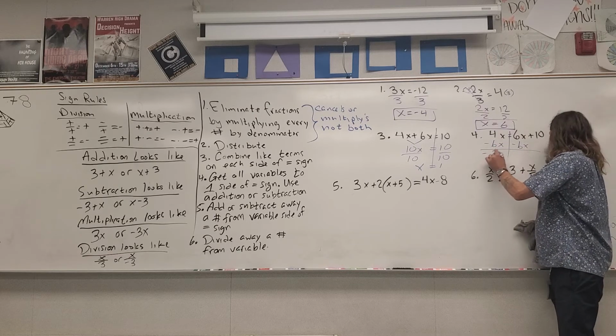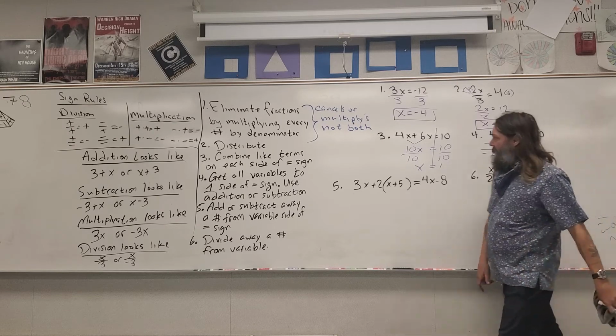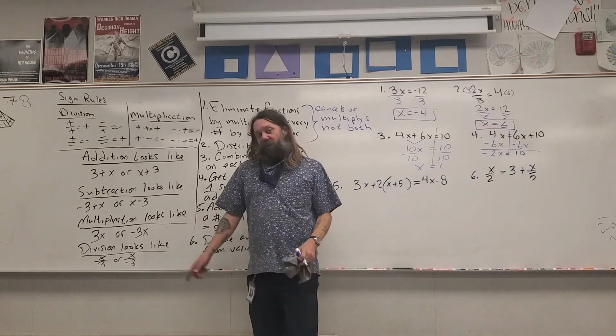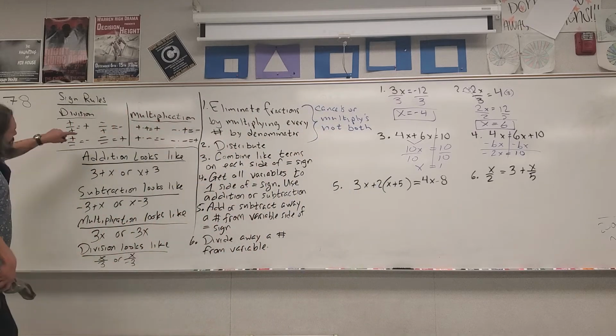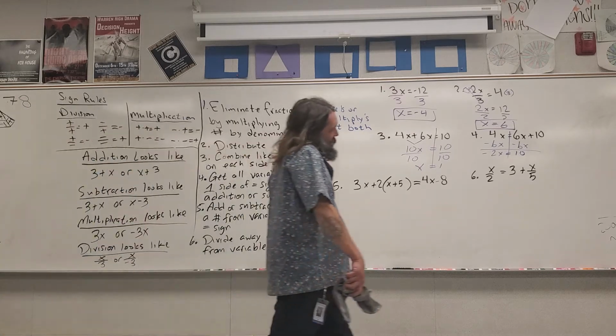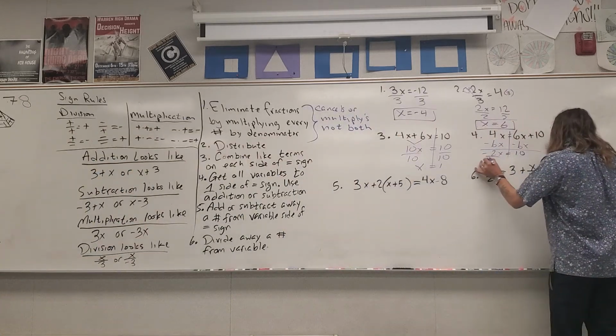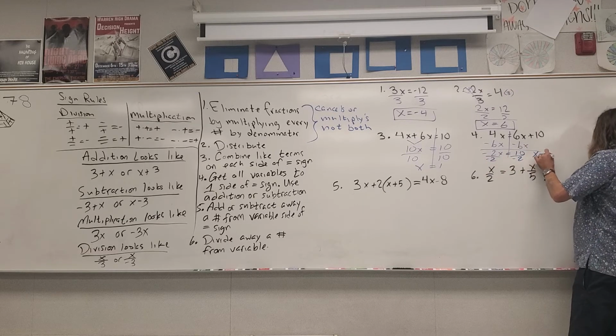I'm going to move this away from the number to the other side. So now I get minus 2x equals 10. Again, I have multiplication, so I need to use division. And it looks like I'm going to divide a positive by a negative, so my answer will be negative. So divide both sides by negative 2. And I get x is equal to negative 5.